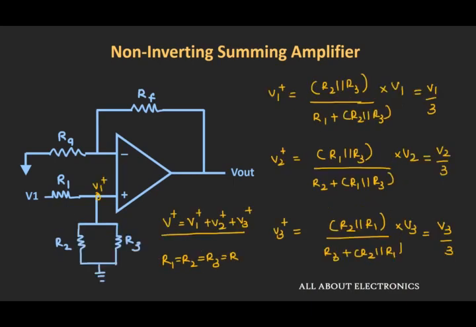And here the individual input voltage that appears at this point depends not only upon the value of V1 and R1, but also on the different series resistors of the individual voltage sources. Like here in this case, it also depends upon the value of R2 and R3. So in this configuration, we can say that the individual voltage sources are not isolated with respect to each other, and they have their own influence on the input voltage that appears at this non-inverting terminal.